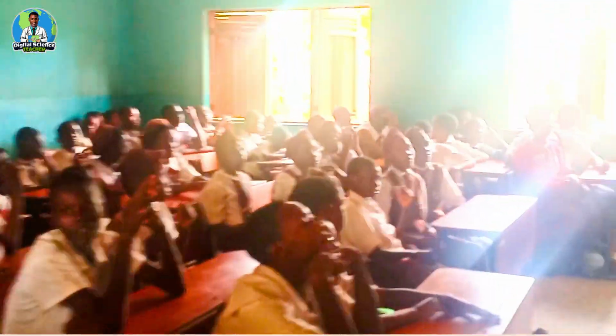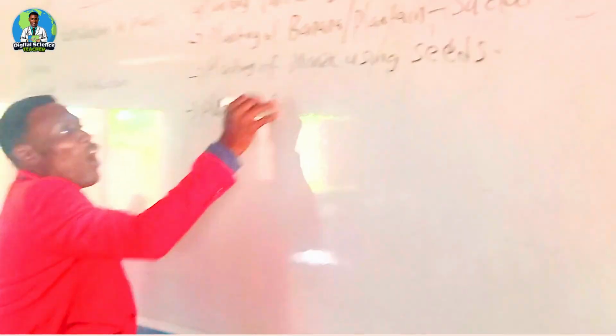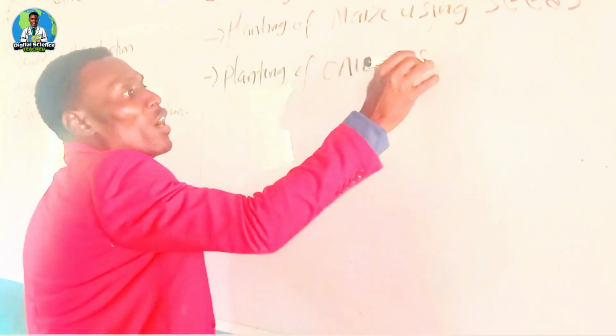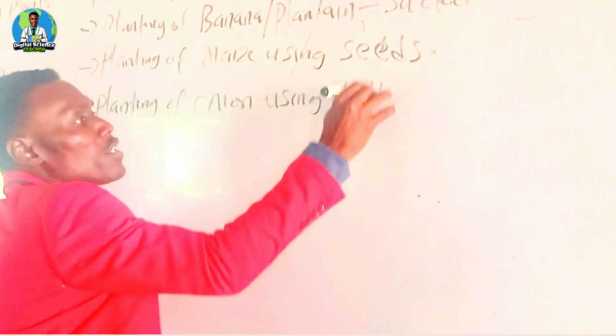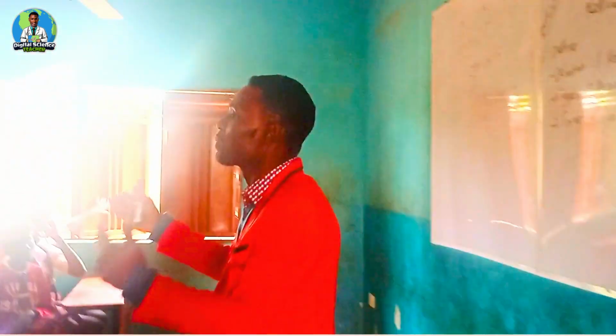My name is Solami. I'm from Kano State. In Kano, we plant onion. We use the young growing onion called bulb to plant onion. Please, let's clap for her. So she said planting of onion using the bulb. Using what?